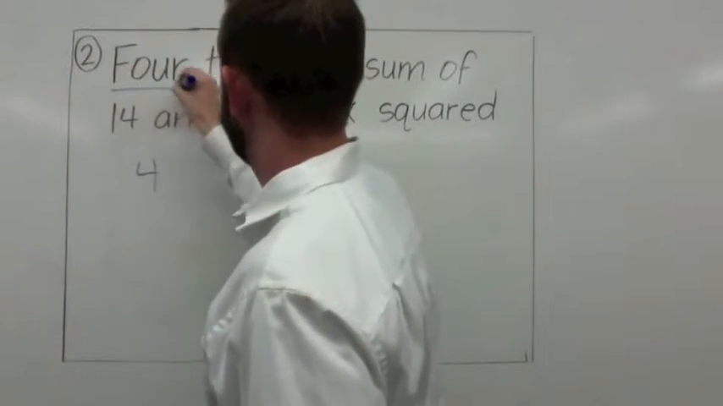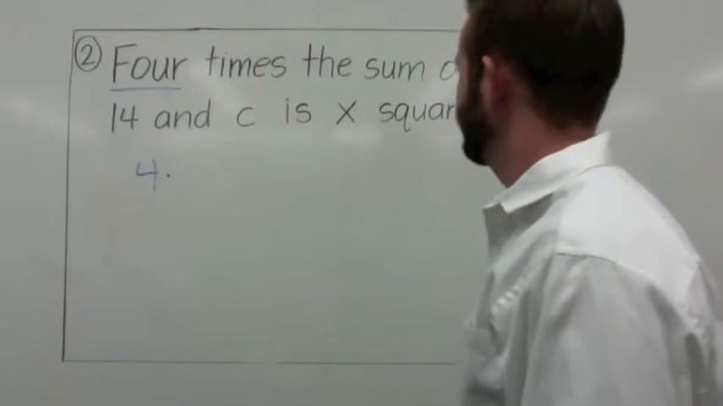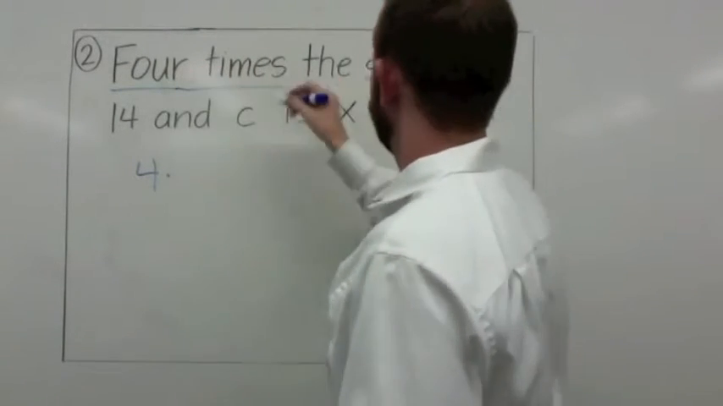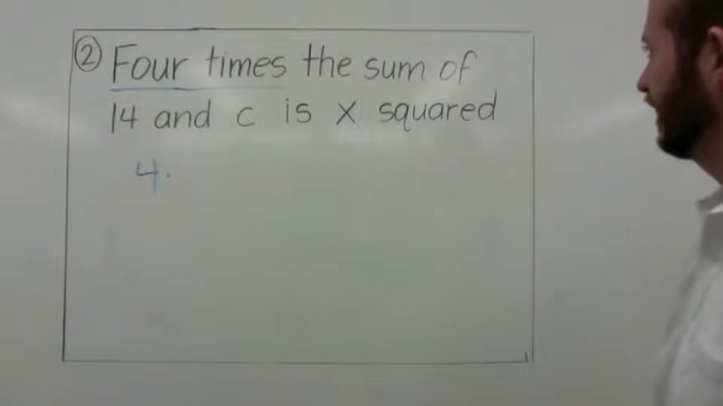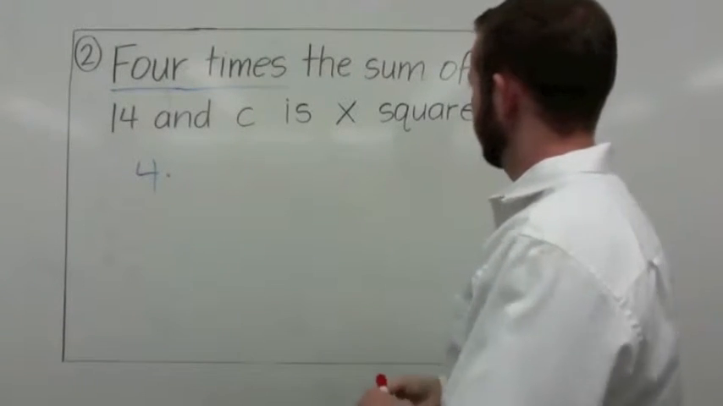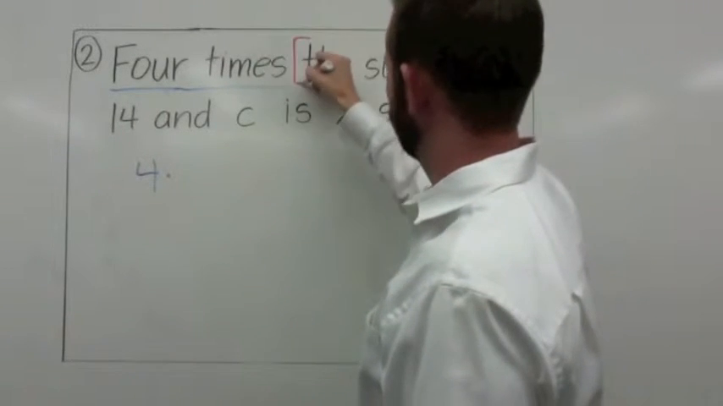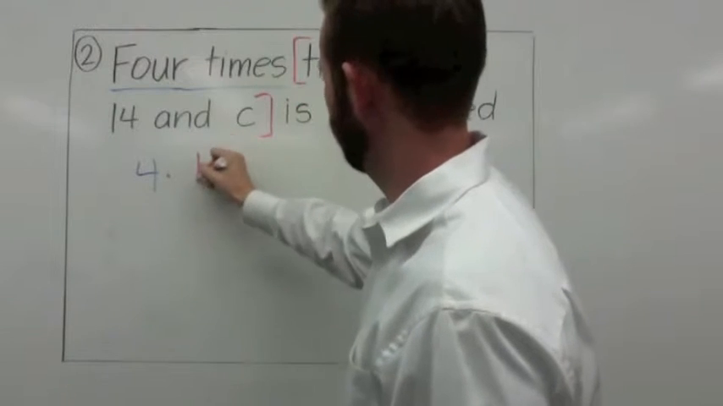4, yep, that's for sure. Times, I'll just put a dot. So that's 4 times the sum of 14 and c. All right, the sum of 14 and c. I think I gotta take that all together. The sum of 14 and c. So that means 14 plus c.